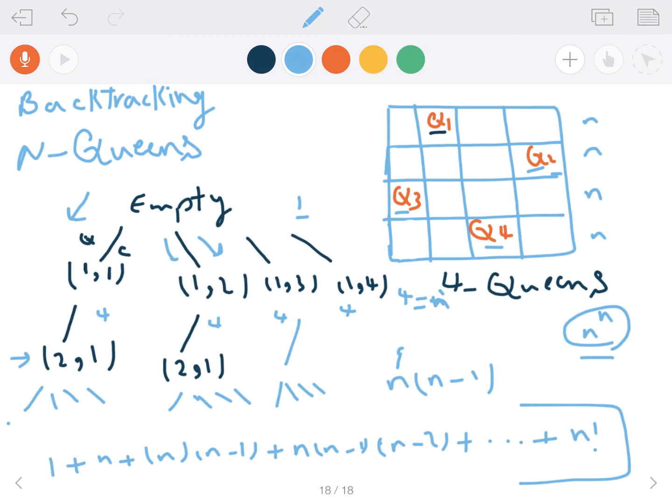Now we removed some nodes from the tree, because we already know that there is no way that two queens can be in the same column, and also not in the same row. We'll also have the condition that no two queens should be on the same diagonal, on the left diagonal or the right diagonal. Next we're going to continue talking about solving the n-queen problem using the backtracking approach.